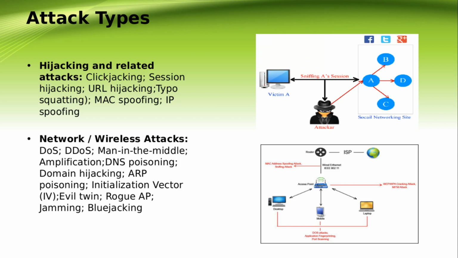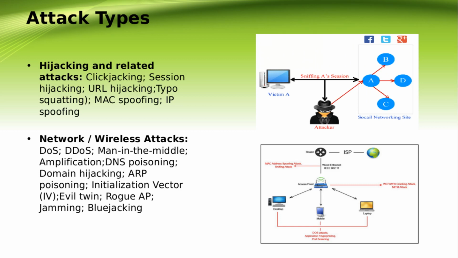Clickjacking, session hijacking, URL hijacking, typosquatting, MAC spoofing, IP spoofing, everything's under hijacking. So network wireless attacks are DoS, DDoS, man in the middle attack, amplification, DNS poisoning, domain hijacking or poisoning, initialization vectors, evil twins, rogue APs, AP jamming, and bluejacking. So you can see the picture there, right corner.